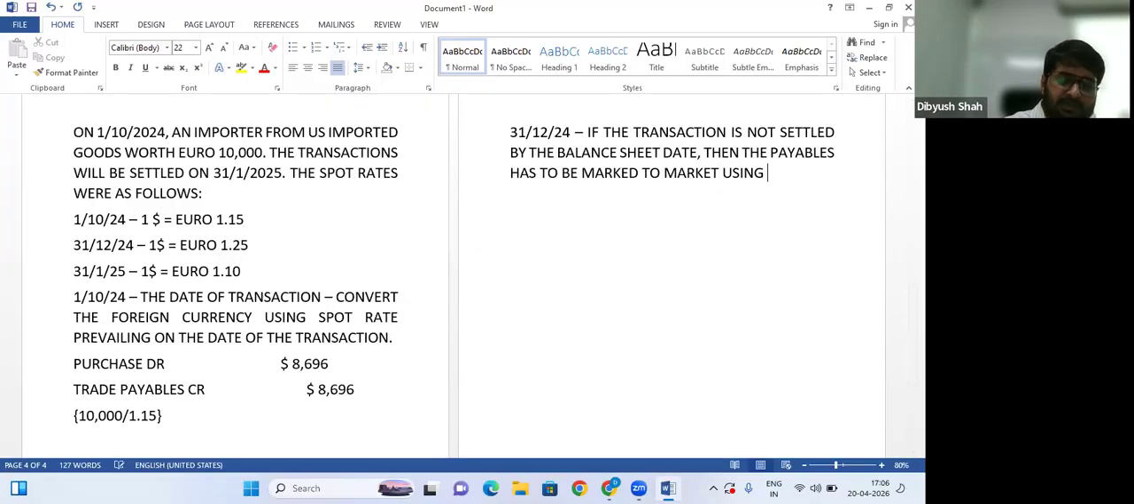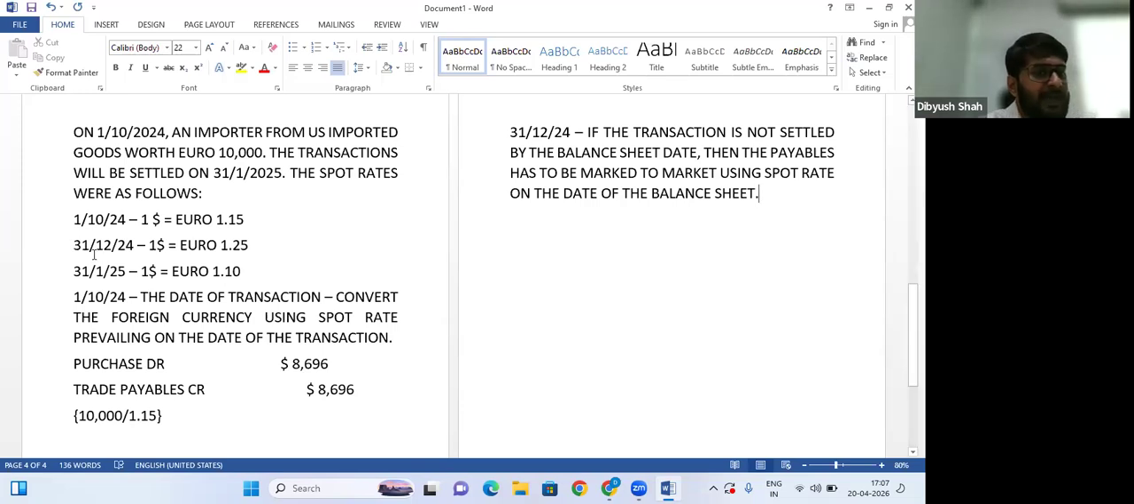Using the spot rate on the date of the balance sheet, the transaction has to be marked to market. See, the balance sheet date, unless otherwise mentioned in the question, it's a US company, so it always has to be 31st of December.